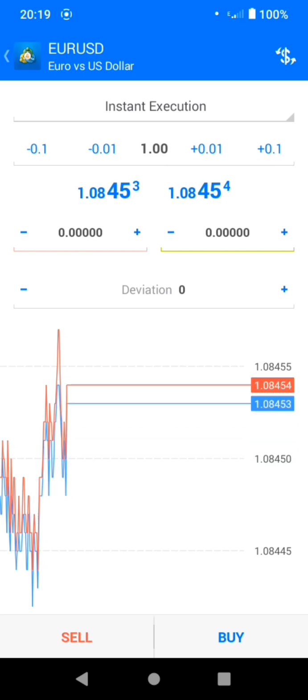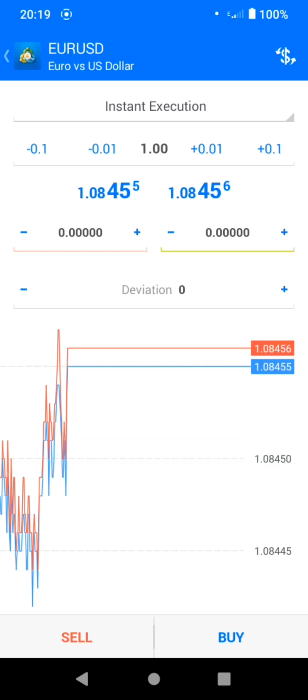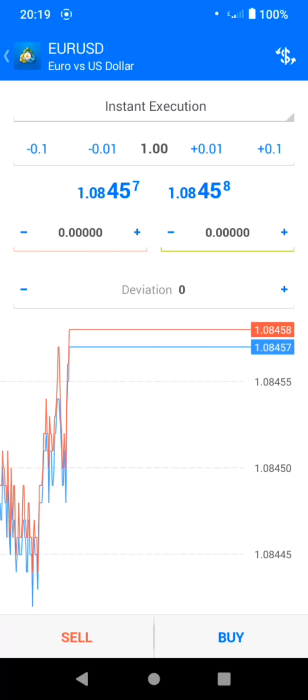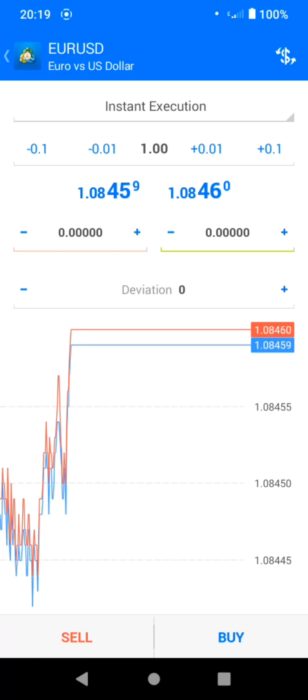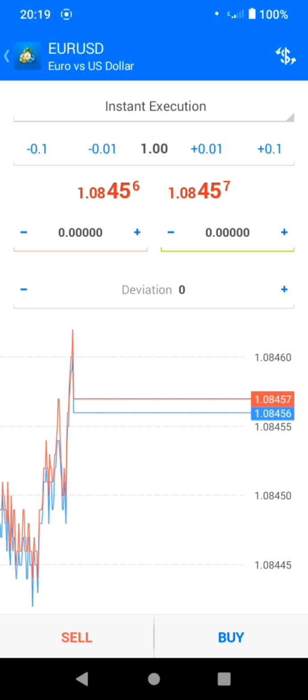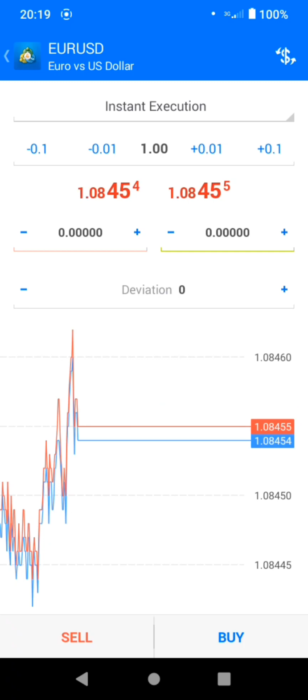This one here, 1.08456, is the ask price, and the one opposite here, 1.0845, is the bid price. This one is the bid, this one is the ask. So instant means you are going to enter the market at the current price of the market, if you are buying or you are selling.